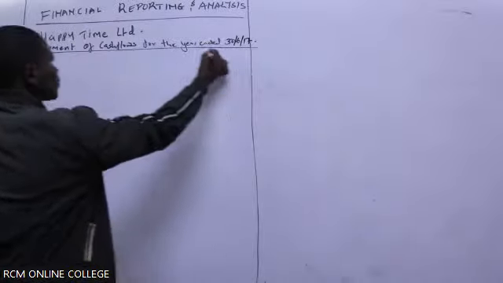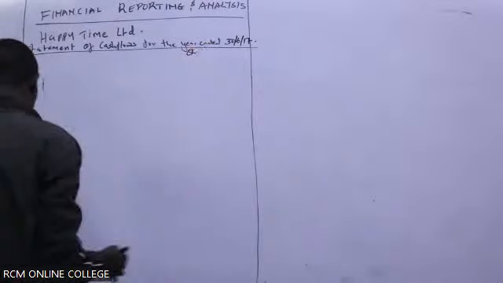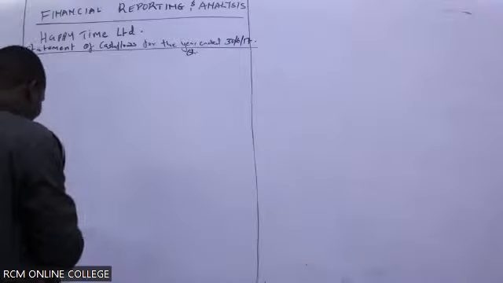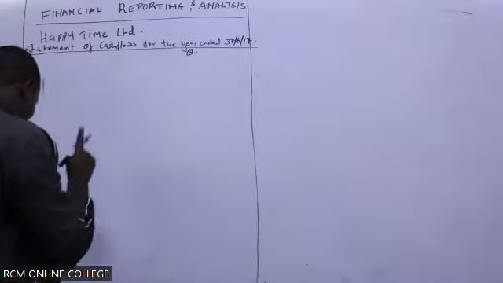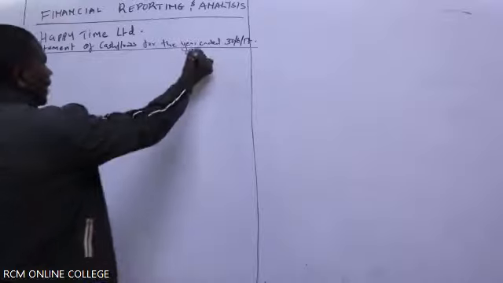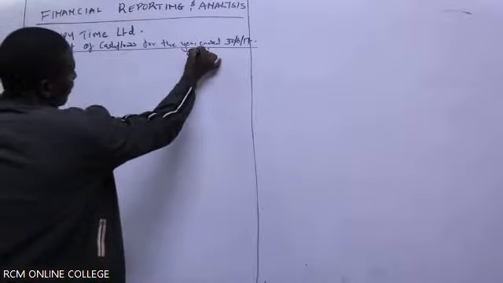So class, as usual, two columns. Shillings should be in thousands. Please always check. Always check. Our shillings are in thousands.